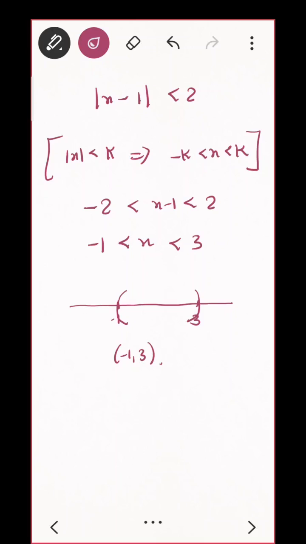Yeah, good. So do you see that the answer is minus 1 to 3? Correct, open interval minus 1 to 3. And do you see where is 1? Where is 1 here? There will be 1 somewhere here. Do you agree?